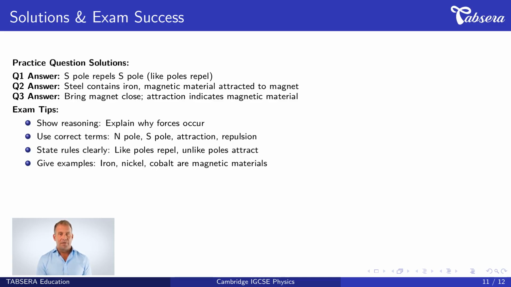For question 3, the test procedure is, bring a magnet close to the object. If attraction occurs, the object contains magnetic material. If no attraction, it's non-magnetic.